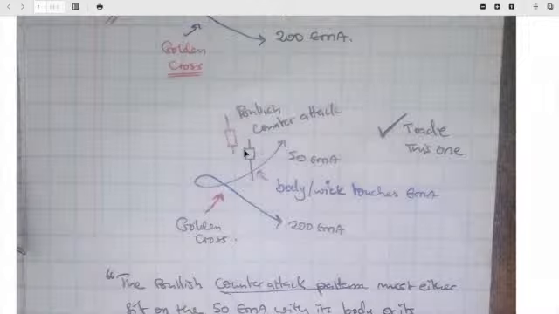This is what you want, right? So this is what you want. You want the candlestick pattern to touch the support. And then the criteria is very easy. Let me show you the criteria.